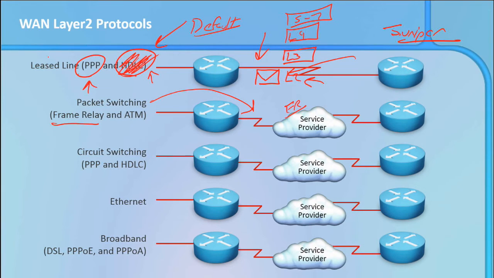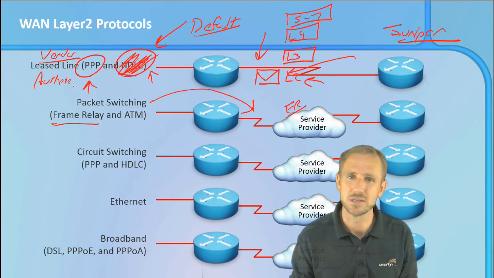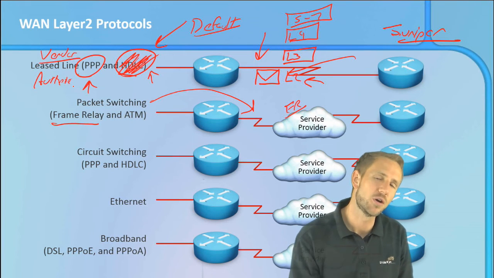PPP gives us two things. One is vendor interoperability. So that's good. The second thing that it gives us is authentication. See, whenever you take your important data and you send it into the cloud, it's a service provider's job to take that data into the cloud through all of its tons of customers and make sure that it comes out that exact pair of wires that's going into your office.